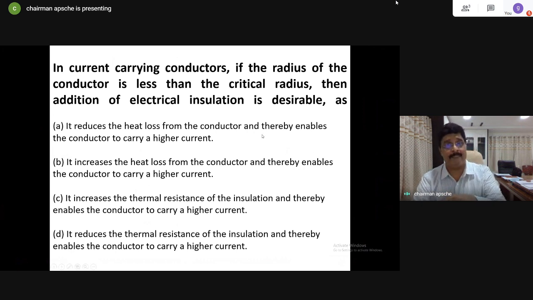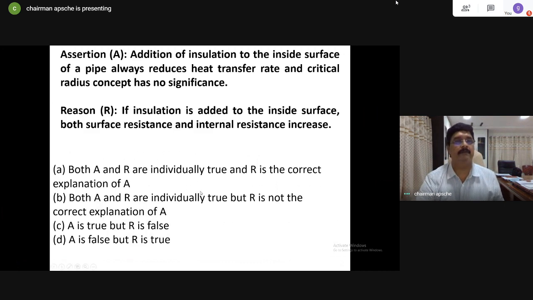Adding insulation, if it is less than critical radius, adding up to critical radius, ఏమవుతుంది, it reduces the heat loss from the conductor? No. It increases the heat loss from the conductor and thereby enables the conductor to carry heat. That's right. ఎందుకంటే bare wire, please listen, bare wire radius is less than critical radius. You add insulation until you reach critical radius, heat transfer increases. So that's what I said.